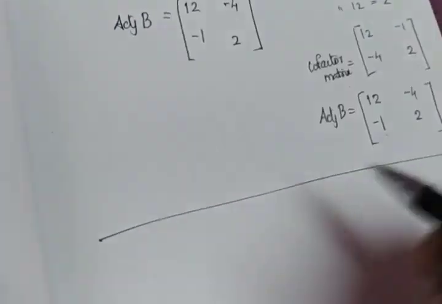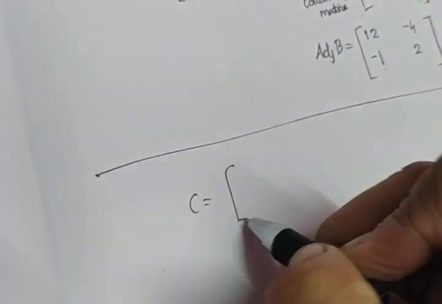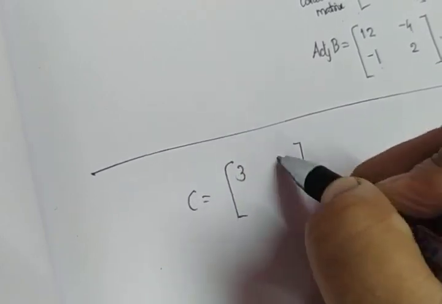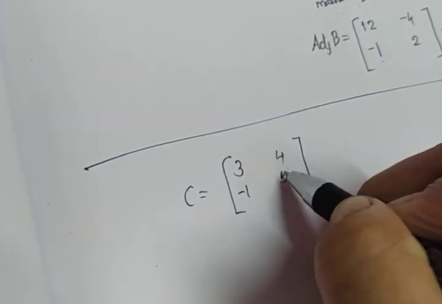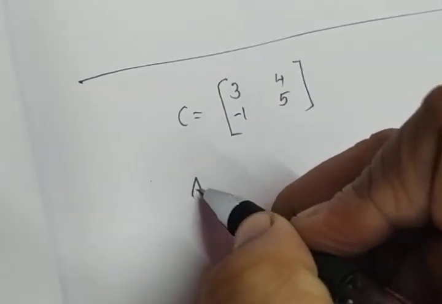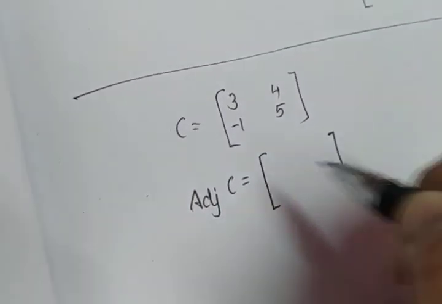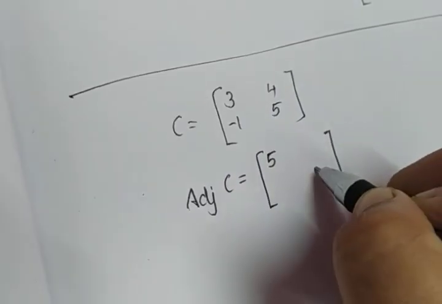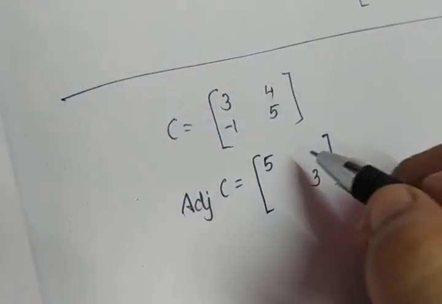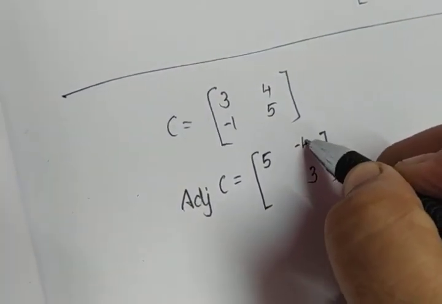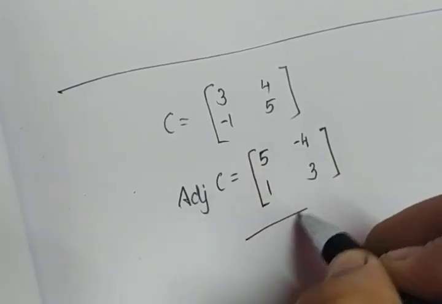We will take another example. Let C be a 2 by 2 matrix [3, 4; minus 1, 5]. So what will be the adjoint of C? What you have to do is change the main diagonal elements, so it becomes 5, 3. And just change the sign of the off diagonal elements, so 4 becomes minus 4 and minus 1 becomes 1.